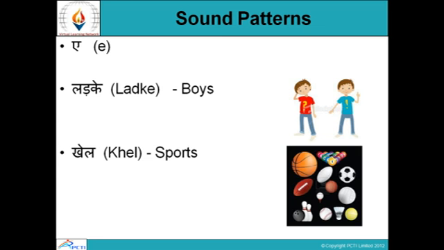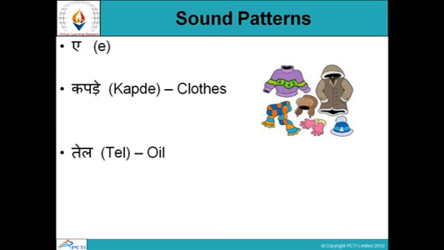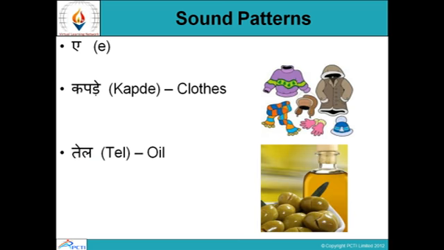Next is khel. Khel is what? Sports. We have lots of sports across the world: football, cricket, volleyball, badminton. We call them khel. Sound of A. You can see on the curve. Khel means sports. A few more sound patterns with this sound. Kapde. What do we call it? Kapde are the clothes we wear.